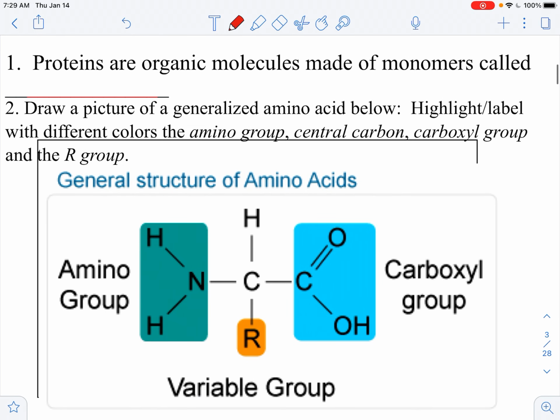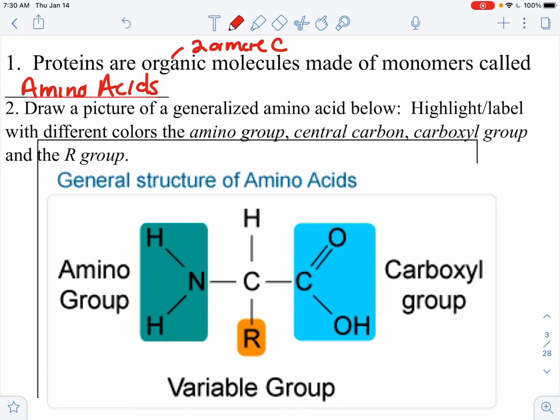Okay, and so proteins are an organic molecule, again, because they have two or more carbons. But they're made of monomers called amino acids. So the building blocks are called amino acids. Here's a structure of an amino acid. And it tells you to draw one and then label or highlight in different colors.